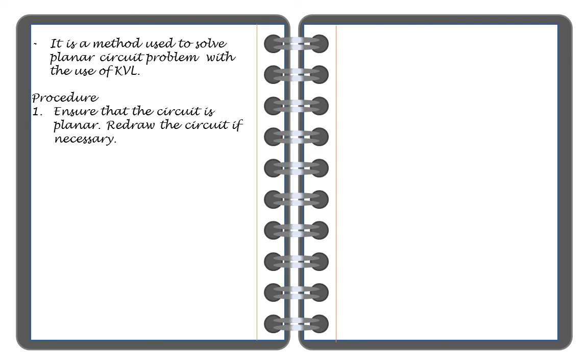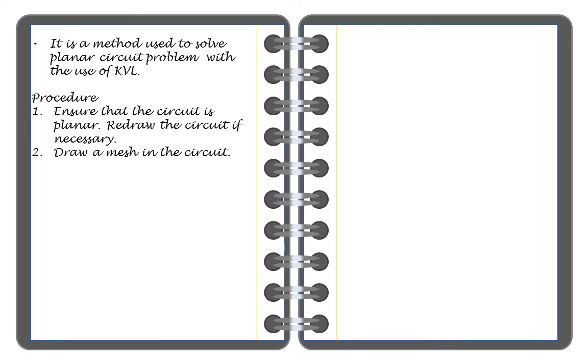At first glance you can see that the circuit is already planar, so there's no need to redraw the circuit. The next step is to draw a mesh in the circuit. So let's draw a mesh. Remember that a mesh is the smallest loop that can be drawn in the circuit.